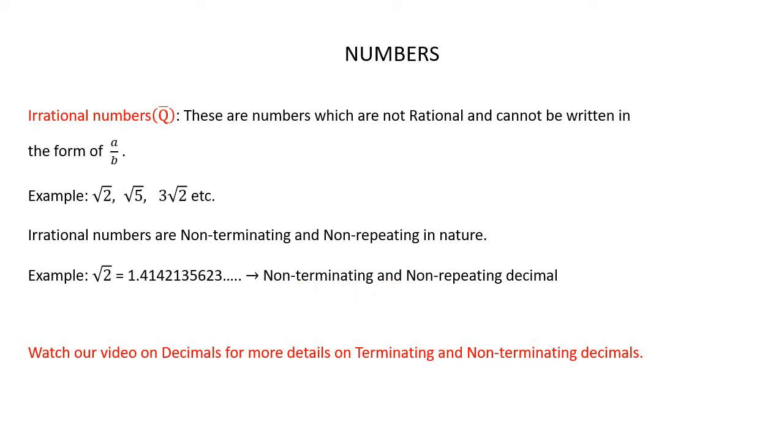Moreover, the digits do not repeat after a regular interval. It is just a random sequence of digits after the decimal point. There is no sequence, there is no order. So it is a non-repeating decimal because the numbers do not repeat at regular intervals. Thus, irrational numbers are non-terminating and non-repeating. Watch our video on decimals for more details on terminating and non-terminating decimals.